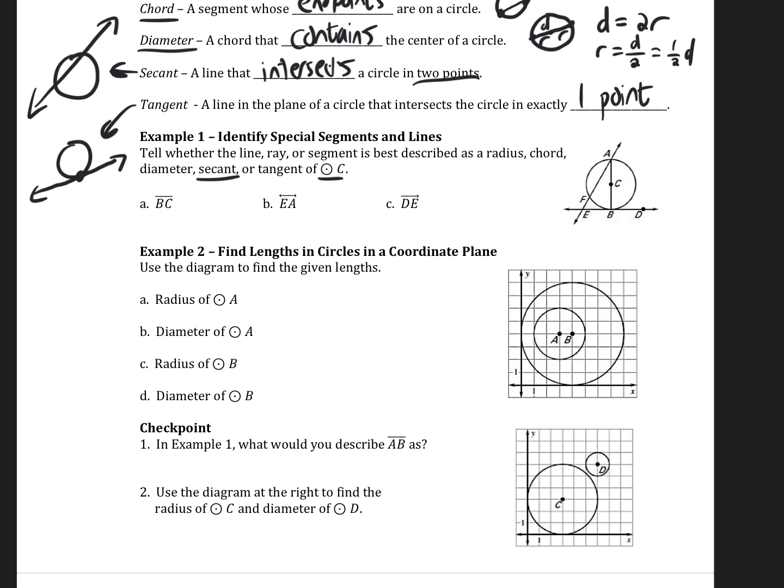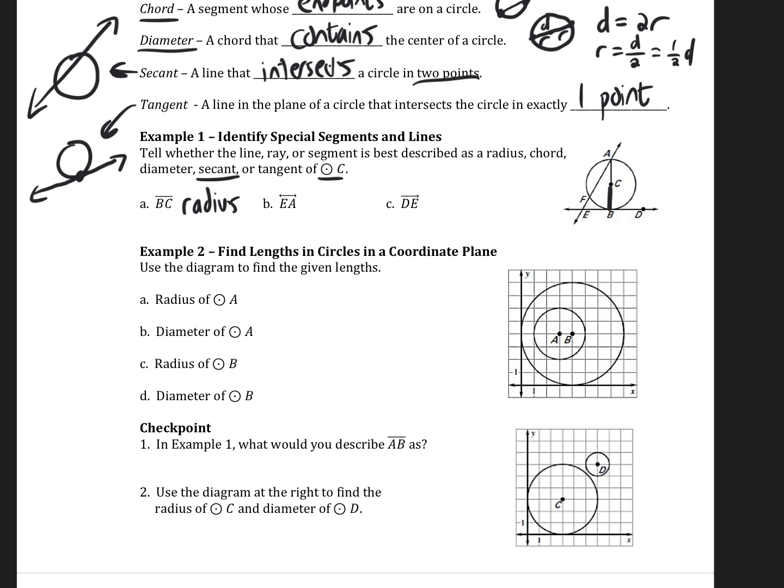Go ahead. All right, so BC, looks like this is a line segment. BC is from the center to the edge. What is that called? From the center to the edge of a circle, it's called a radius. Okay. Then we have, this is line EA.